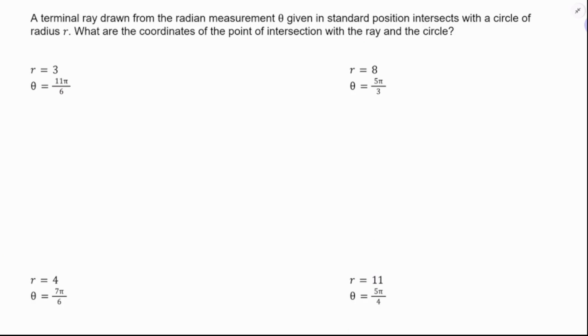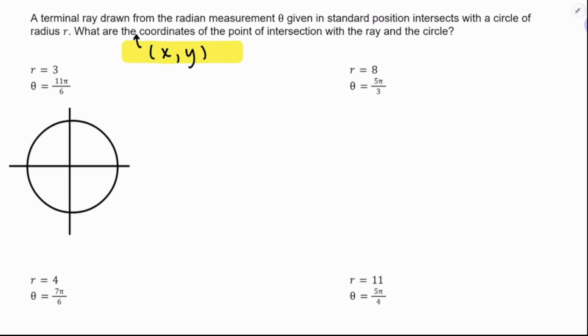All right, terminal ray drawn from radian measurement theta and standard position intersecting with a circle of radius r. Find the coordinates of the point of intersection between the ray and the circle. And I'm going to add in, especially because we've got an r and a theta, and we're going to a place where we're going to have other types of coordinates, I'm going to point out that we're looking for x, y coordinates of the point of intersection. So I'll be solving for x equals this and y equals that. But I'll definitely be using a diagram.